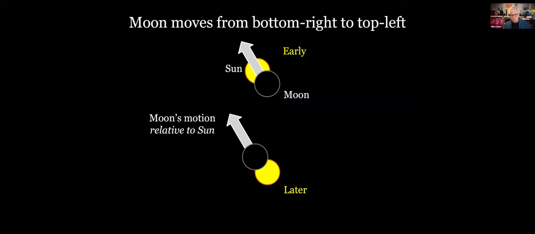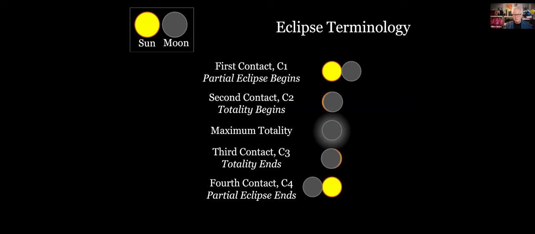There are five important bits of terminology that you're going to want to know: first contact, second contact, maximum totality, third contact, and fourth contact. First contact, C1, is when the moon first touches the sun. The two disks touch. Second contact is when, and I've exaggerated this, there's really no crescent sun left at this point, the moon first completely covers up the sun. Between second contact and third contact is when the total eclipse takes place. And as I say, it only lasts for a few minutes. And then between third and fourth contact, we have the ending of the eclipse, the partial phases.